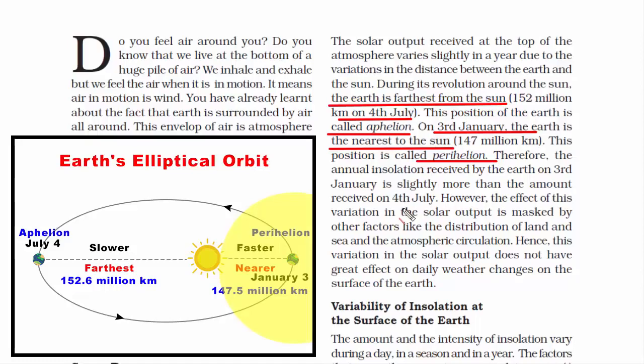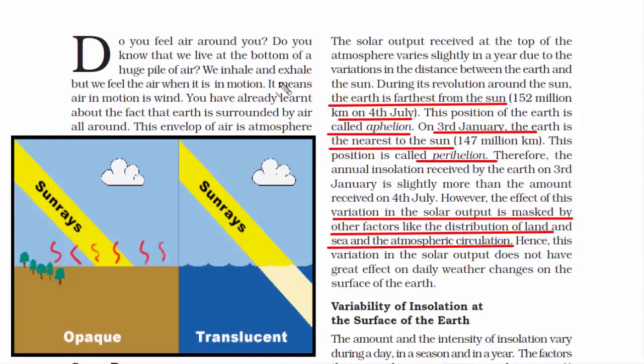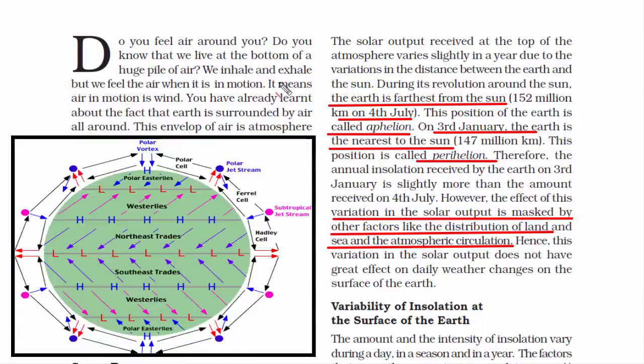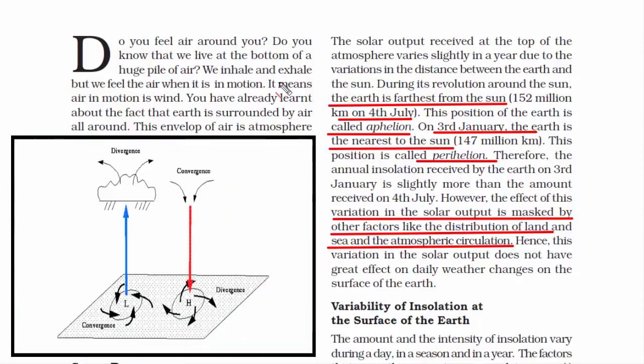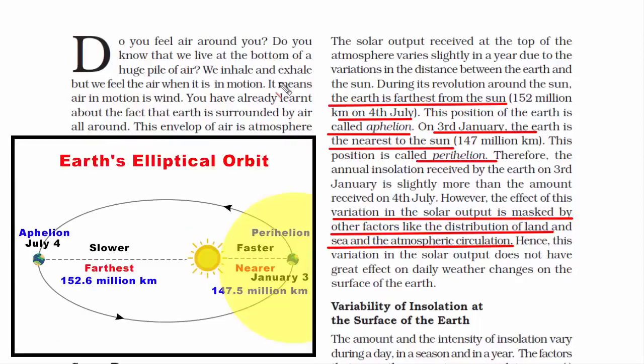And the reason is pretty simple, because all this theoretical part that I just spoke about does happen in reality, but then it gets hidden by other factors like the temperature distribution of land and sea, as we have seen that land and sea have a differential heating pattern, then atmospheric circulation, that is high pressure and low pressure events. So these factors actually hide the effect of insolation caused by aphelion and perihelion on Earth's weather.